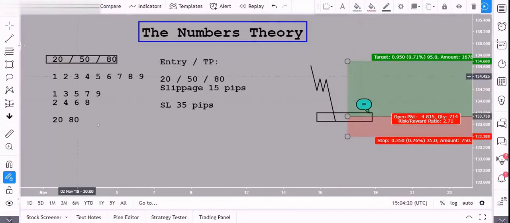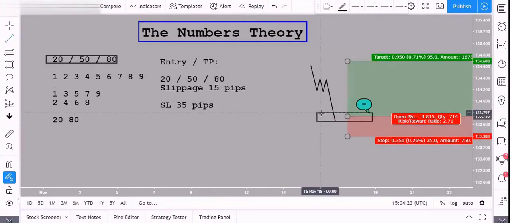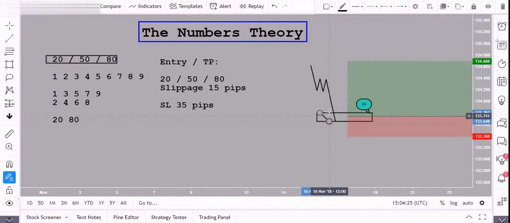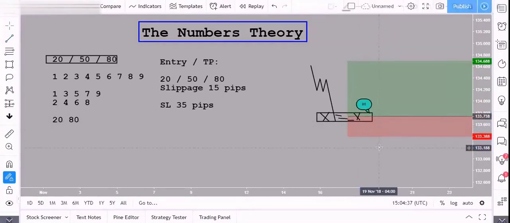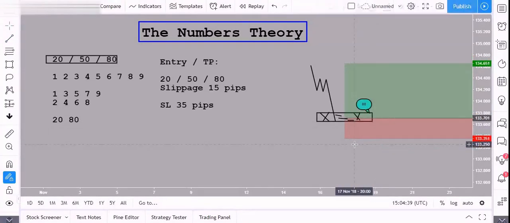Now, why am I doing it? I want you to know that I can buy anywhere inside this box. I don't have to buy at 80. I can buy, for example, 76, 70, even 67. Everywhere around this box, I can go long. It doesn't matter. I can even go long here randomly.